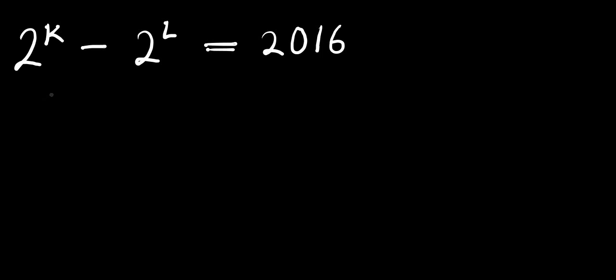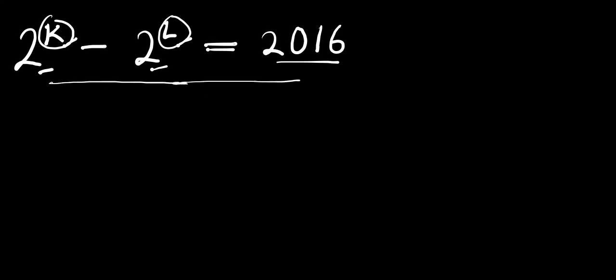Hello, in this video we have this exponential equation. We have 2 to the power of k minus 2 to the power of L, and this equals 2016. So we are going to look for the value of k and the value of L that will satisfy this equation. Now if you look at this equation, this number 2016 is a positive number.